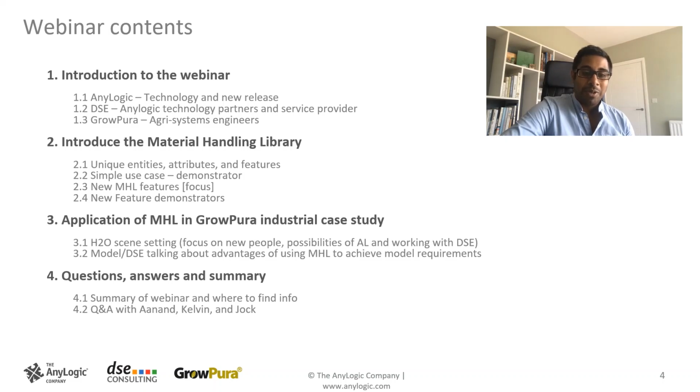So today we're going to be talking a little bit about the Material Handling Library, also known as MHL, and we're going to be showing you some of the simulations that we've built from within that library. This is going to lead us into an application of MHL that we did with a company called Growpura. It's a proof of concept model that we built for them, just looking at some of their innovative agri-tech factory processes and also some of their equipment.